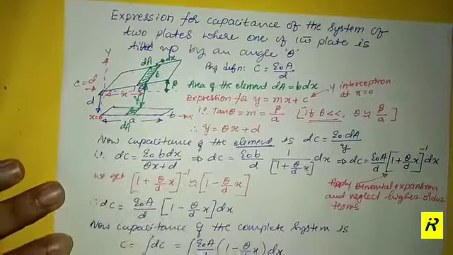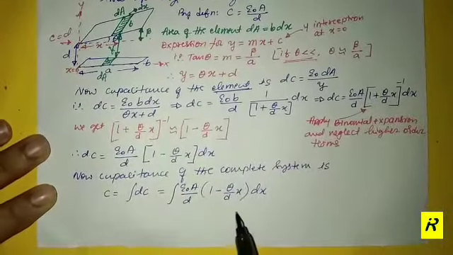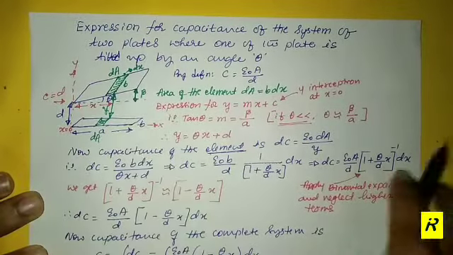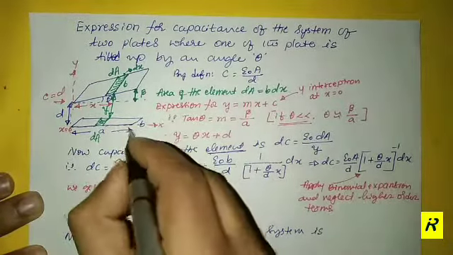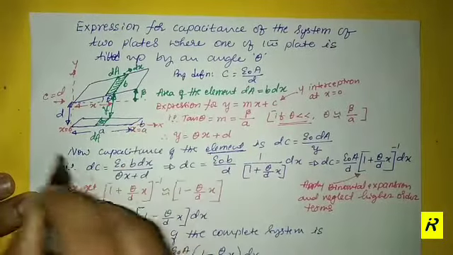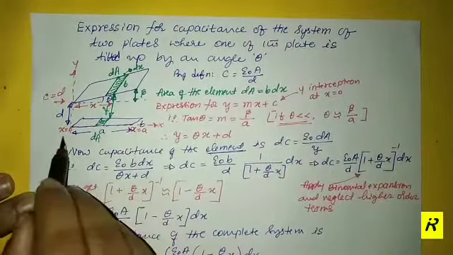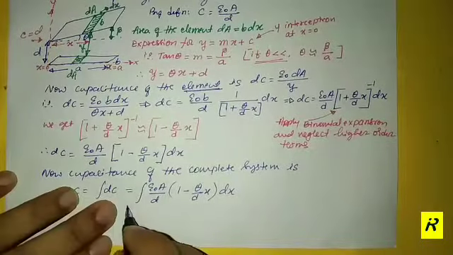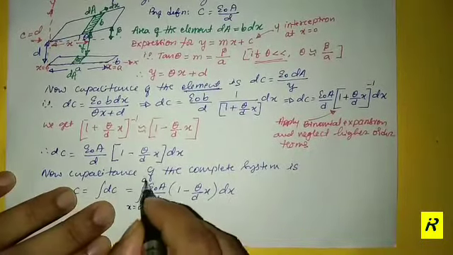See, x is the variable we already know. So x varies from 0 to this position. At this position x will take a value a. So we should integrate this x from 0 to a. So that is what we have to apply here. So x is from 0 to a.